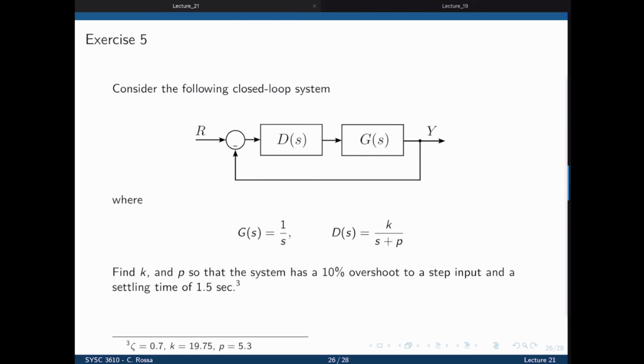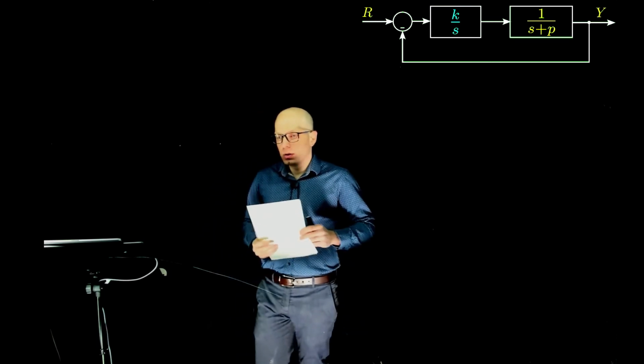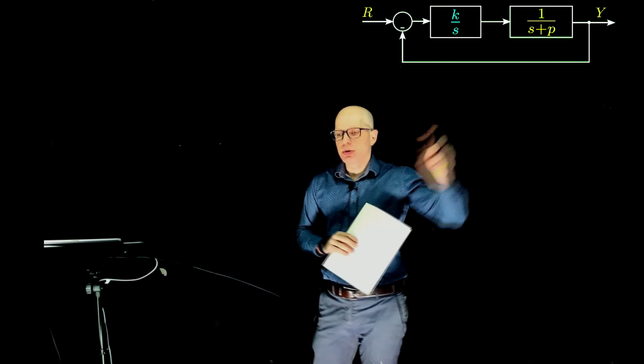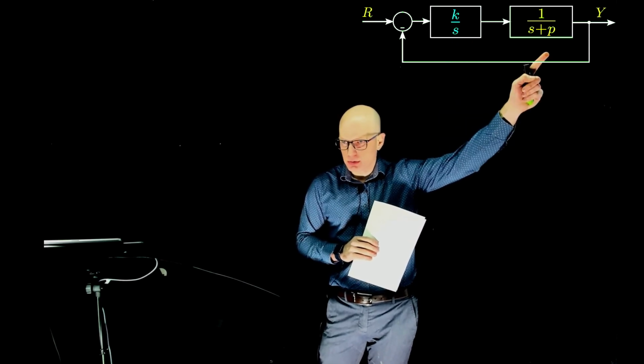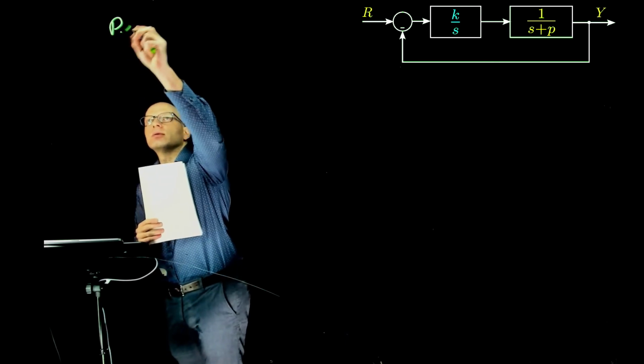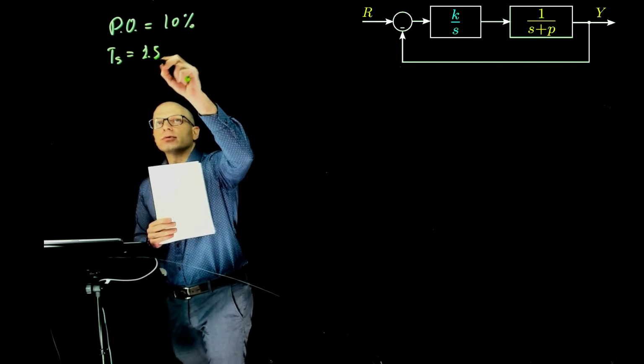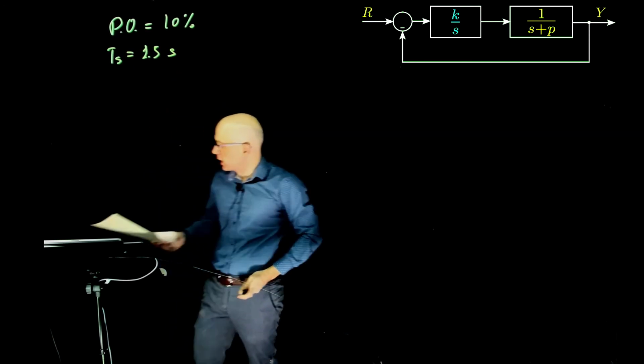So clearly the controller here can be considered as the integral controller. And we want the system to have a 10% overshoot to a step input and a settling time of 1.5 seconds. So I rearranged the problem here a little bit. I swapped the order just to show that this is an integral. That's the plant. We want a percent overshoot of 10% and a settling time of 1.5 seconds. So this is a typical question I may get on a test.